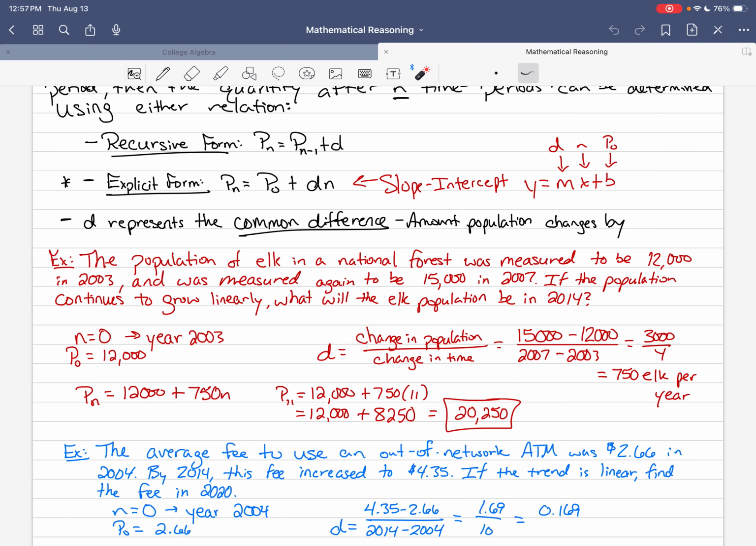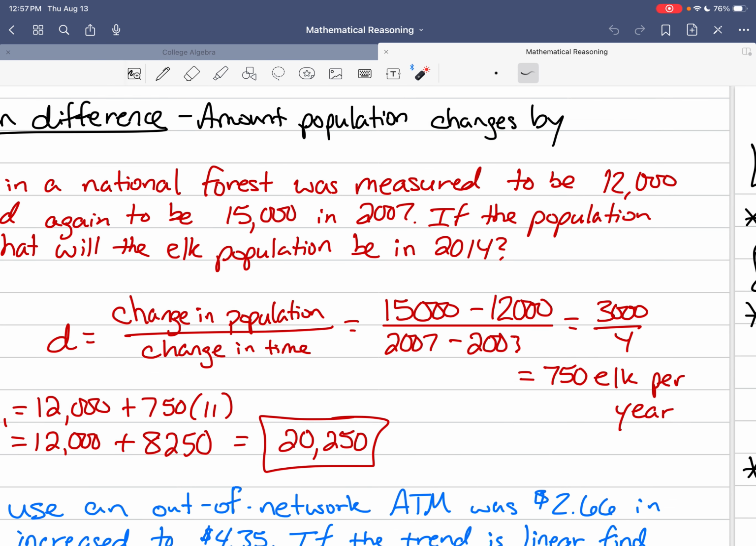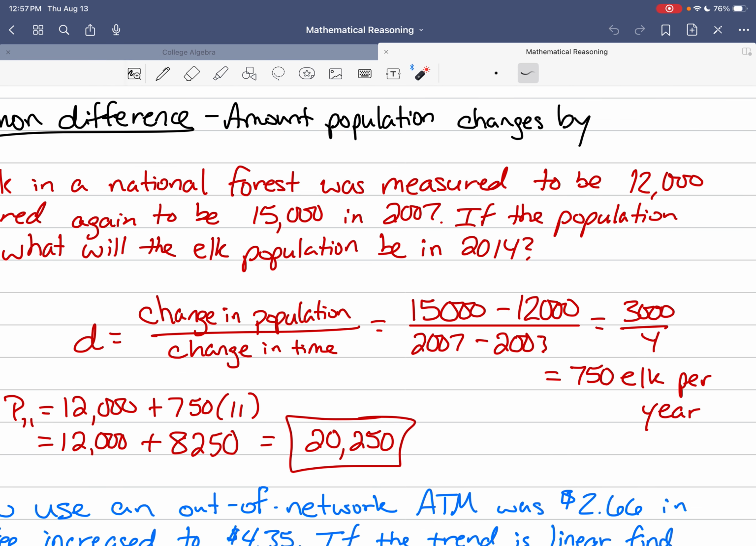Now, they didn't give us the rate, so what we've got to do is figure that out first ourselves. We're going to first figure out what our D is, which is going to be the change in population over the change in time. So how many elk are we increasing by each year? We know in 2007 that we had 15,000, and we're going to subtract from that 2003 when we had 12,000. 15,000 minus 12,000 is a change of 3,000 elk over a time period of 4 years. 3,000 divided by 4 tells us that we changed by 750 elk each year.